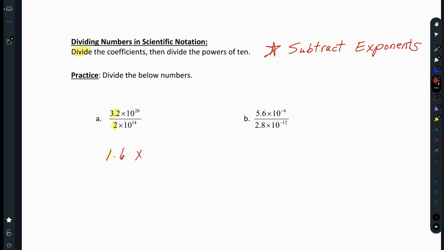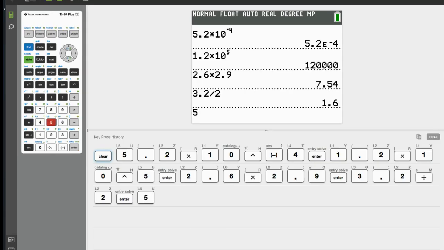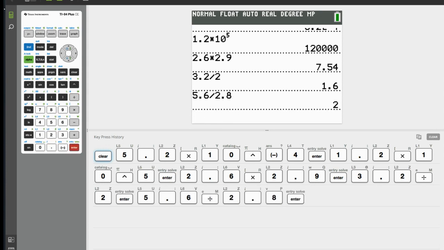And now we're going to take 26, the exponent in the top. All right, 26, and we're going to subtract 14. 26 minus 14 gives me 12. We're done. Okay, it's that easy. We have 5.6 divided by 2.8. That gives me 2.